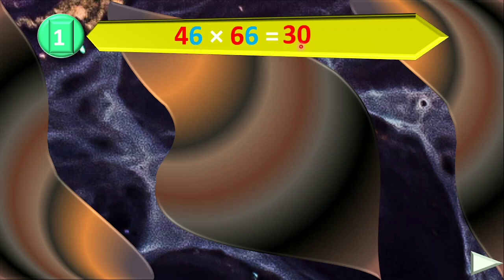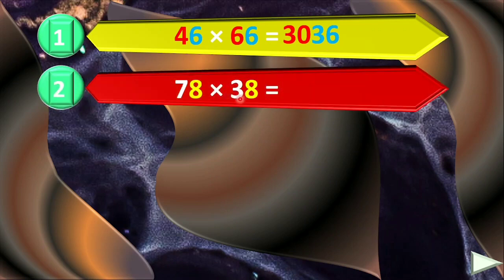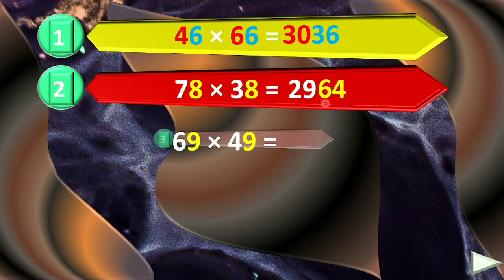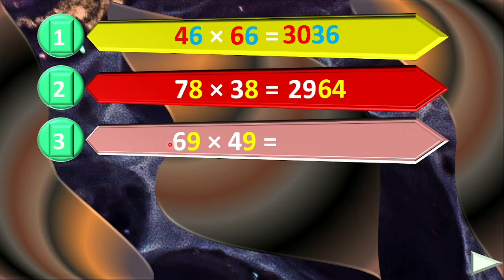4 6s are 24, and after adding 6 it will come 30, then 6 6s are 36. Similarly, now 7 3s are 21, and after adding 8, which is the unit digit, it will come 29, and 8 8s are 64. 6 4s are 24 plus 9, it will come 33. Now 9 9s are 81.